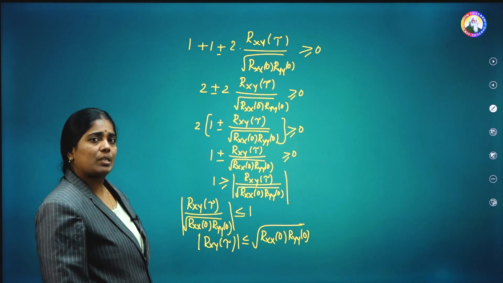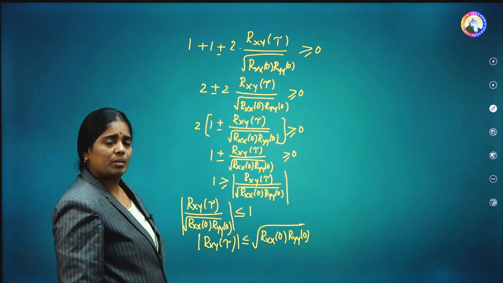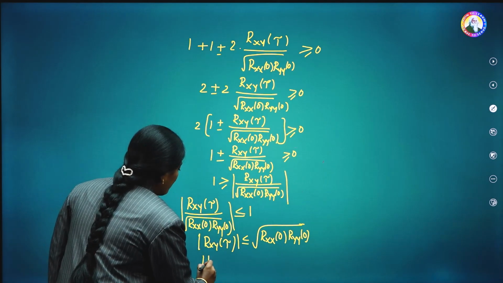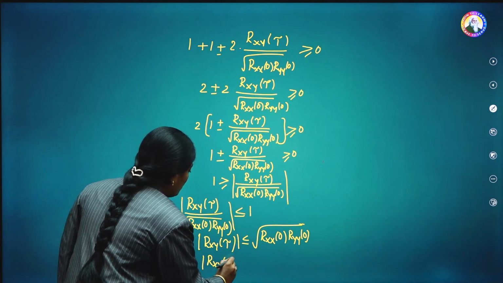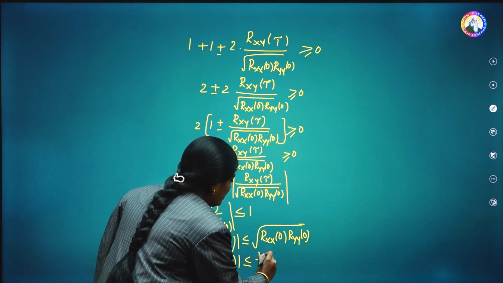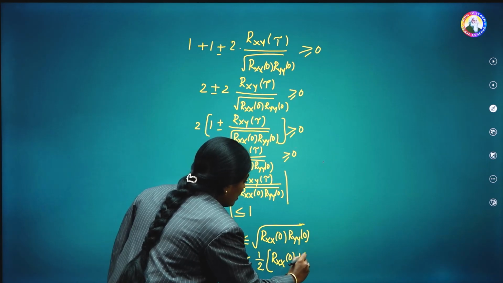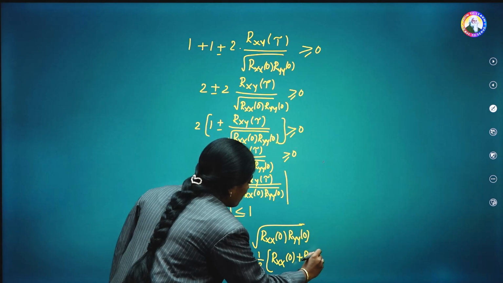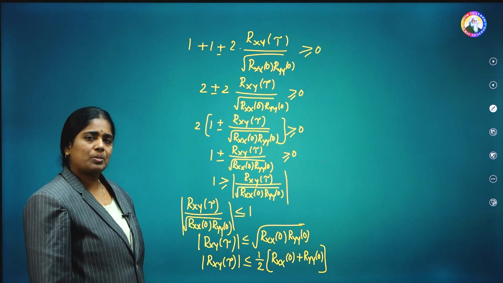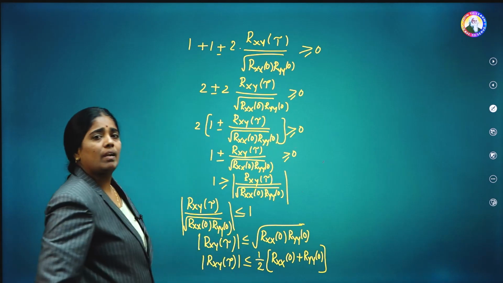Similarly, you can go for the case of arithmetic mean condition also. Geometric mean is always less than or equal to the arithmetic mean. That is why from this you can write one more statement, that is mod R xy of tau is less than or equal to the arithmetic mean of these two, that means 1 by 2 into R xx of 0 plus R yy of 0. In this property, the cross correlation function is bounded with two values, that means the geometric mean as well as the arithmetic mean.